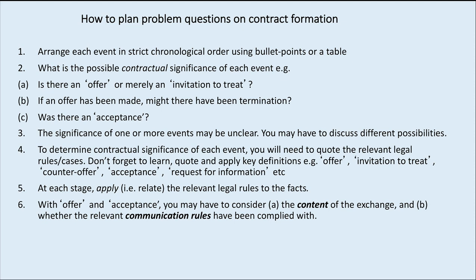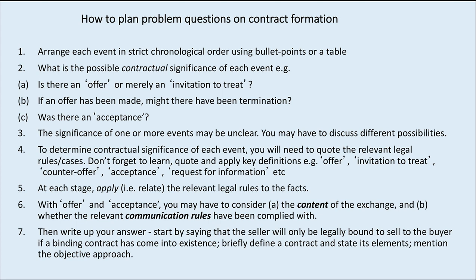Okay, so once you've been through the planning process, it's then a question of writing up your answer. And always start an offer and acceptance question by saying in your introduction that the seller will only have to go through with a sale to the buyer if a legally binding contract has come into existence. Now, here it might be worth briefly defining what a contract is. In other words, it's a legally enforceable agreement. And just briefly state the elements of a legally binding contract. We need an offer, an acceptance, an intention to create legal relations on the part of both parties, and consideration, again, on the part of both parties.